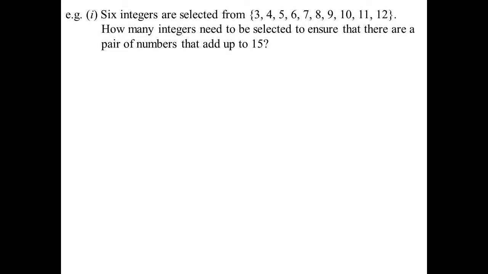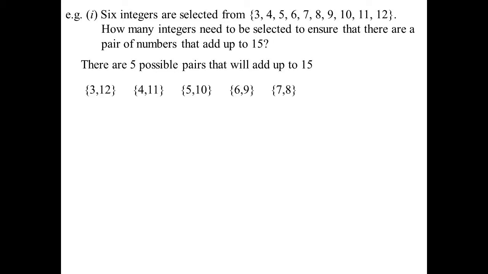Now, let's look at them carefully. 6 integers are selected from all the integers going from 3 to 12. How many integers need to be selected to ensure that there is a pair of numbers that add up to 15? There are 5 possible pairs that will add up to 15: you could have 3 and 12, 4 and 11, 5 and 10, 6 and 9, 7 and 8. So n is equal to 5.